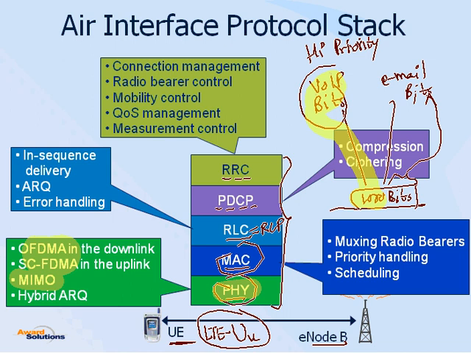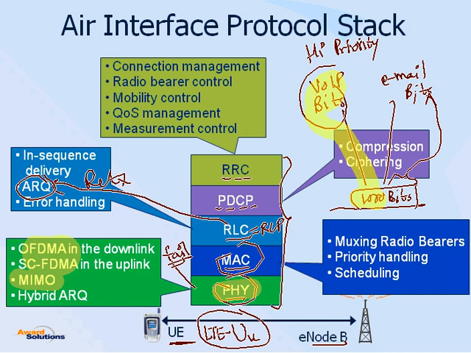Radio link control, radio link protocol. So we know that that is the retransmission, automatic repeat request. So whenever the physical layer fails, then the RLC says, okay, I will take care of the retransmission. So retransmission is the responsibility of the radio link control protocol.